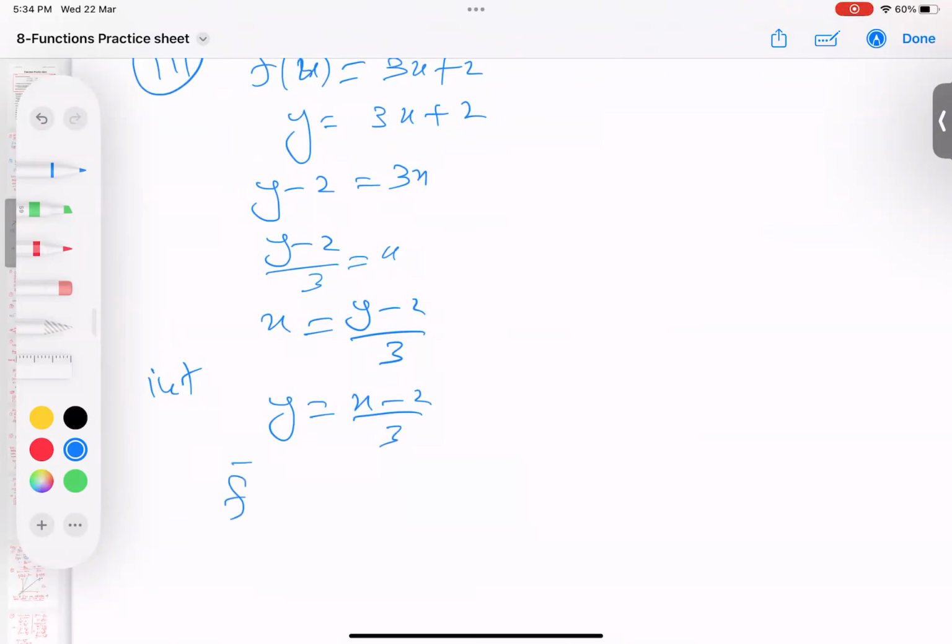And this is called f inverse. Alhamdulillah Rabbil Alamin, I believe you are not having any big trouble. This one part is done.